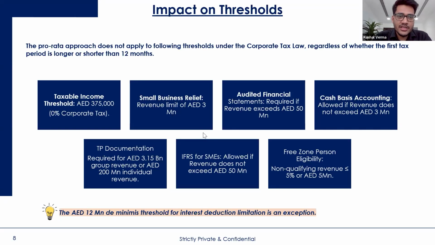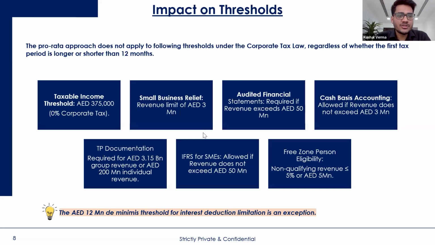So what the law says is that these limits are applicable for tax periods, not for the financial year or tax year. So these limits will be calculated for the whole tax period, whether it's 18 months or whether it's a 6 months tax period. We have to calculate these limits for the whole tax period of 18 months or 6 months, whichever is the scenario.